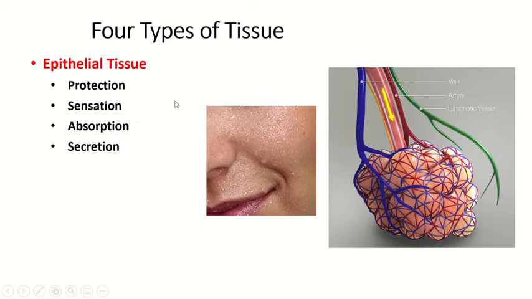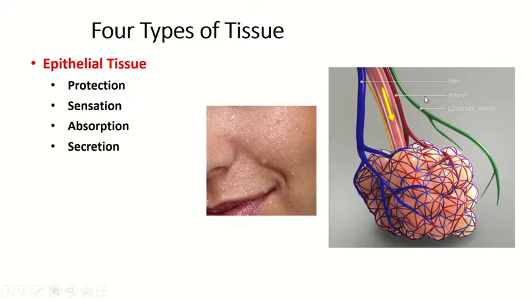The function of the epithelial tissue, one is protection, so it covers the whole body, as skin, and that is protecting the body against any chemical agent entering the body, any infections, and also physical agents, so protecting the body against the physical damage.